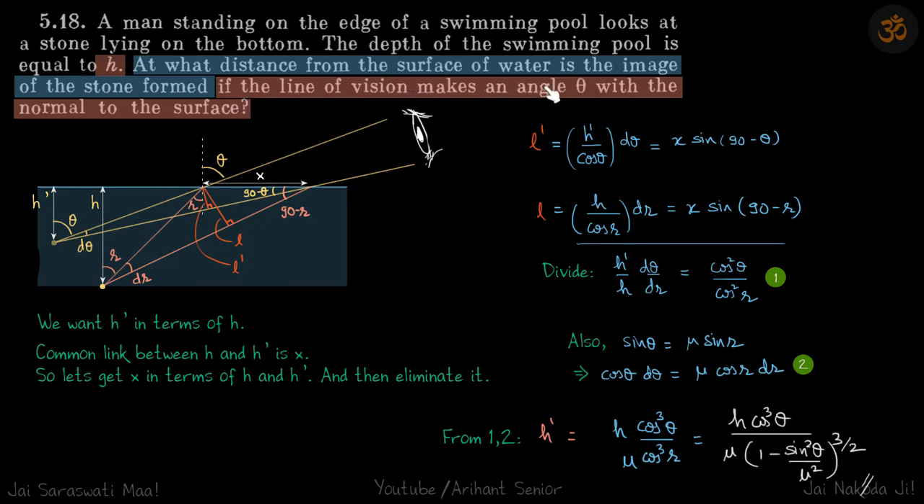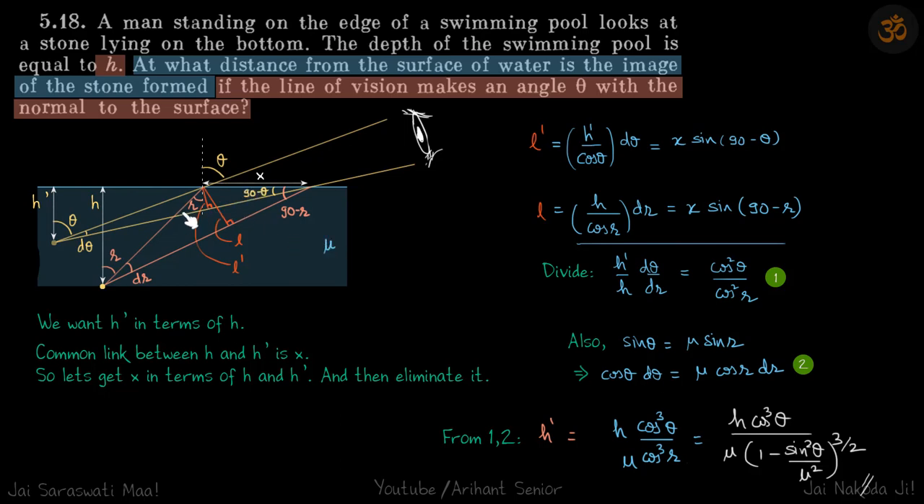If the line of vision makes an angle theta with the normal of the surface. So this is how the rays are coming from our eye and they are getting bent here. So the image will form somewhere here. So this angle of incidence is given as theta. So we need to find h dash in terms of h, theta and mu of the water.